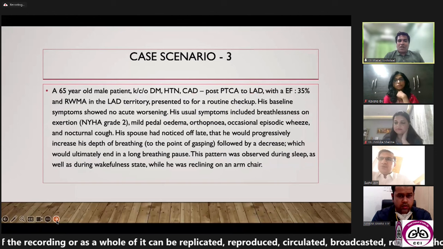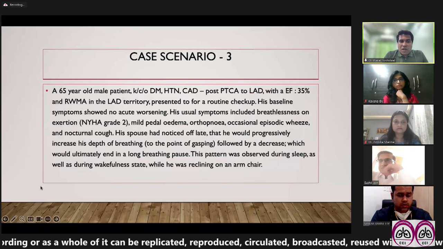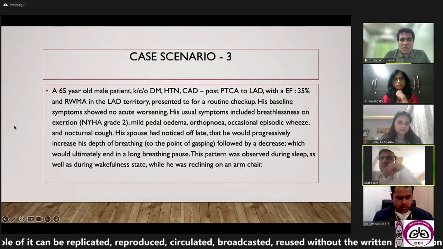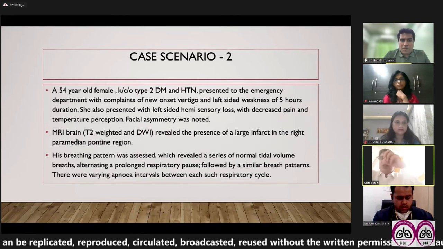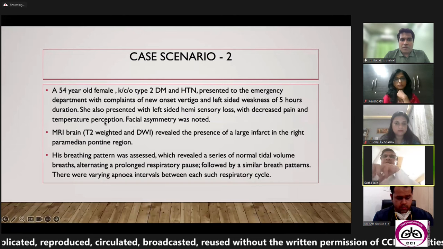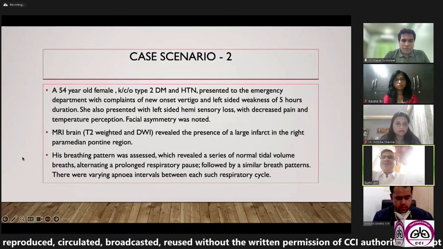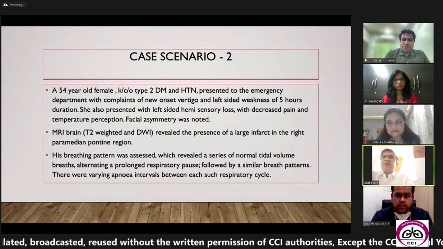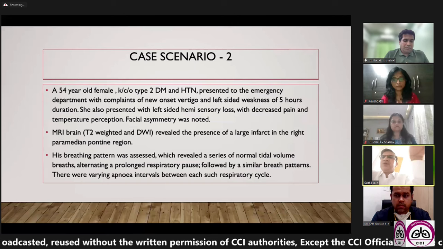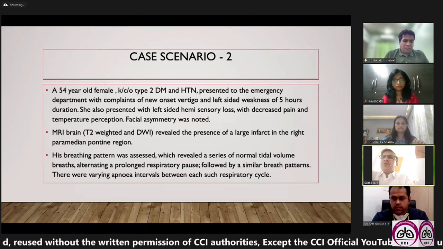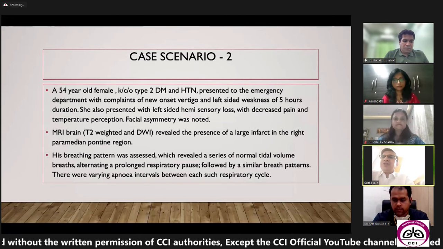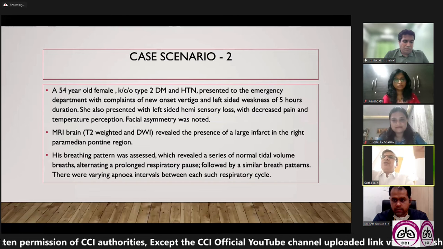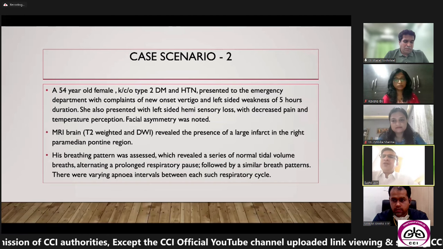Coming to my third case, one important thing I would like to add to the second case is that a lot of times we, as pulmonologists, are called for cross-consultation into neurosurgical and neuro ICUs. Whenever there is an abnormal breathing pattern, it is thought that it is because of a respiratory cause. So please don't forget that there can be a lot of neurological causes which can cause abnormal breathing patterns. That needs to be thought of and managed accordingly.